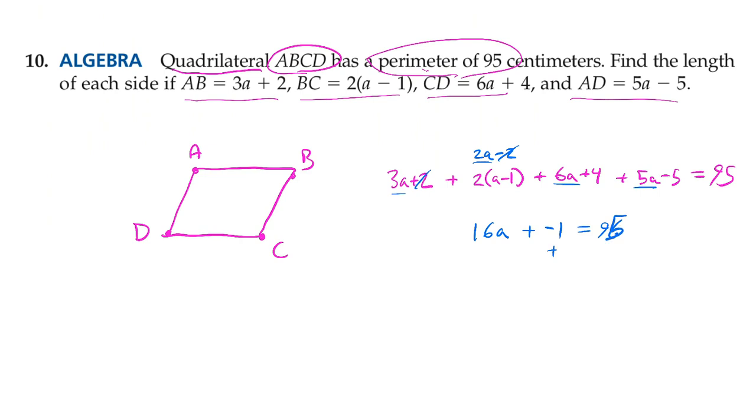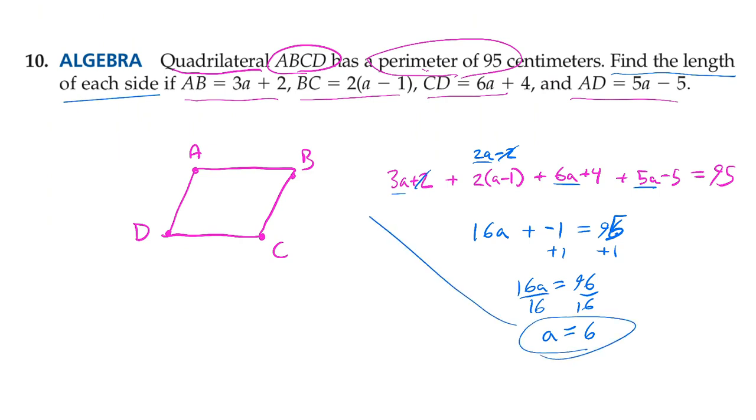I was doing the next step. So add 1, add 1. We got 16A is 96. Divide by 16. And we get A is 6. Now, always see what it's asking. Let's go back and say, find the length of each side. Okay, well then you just plug the 6 back in. See what that is. That'd be 20.